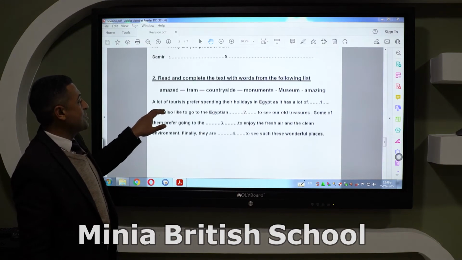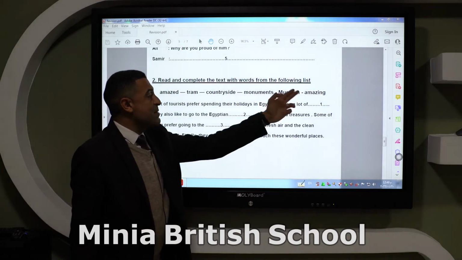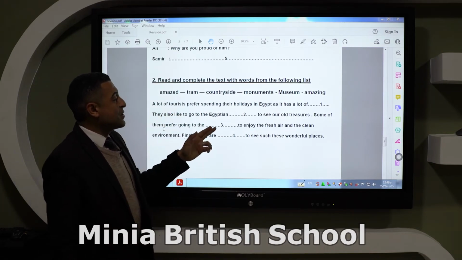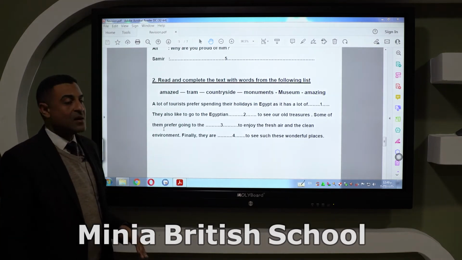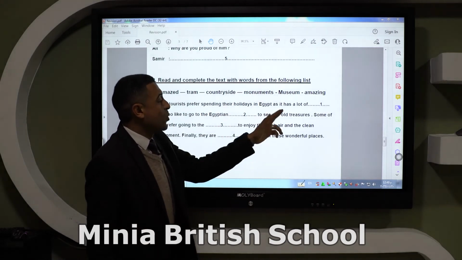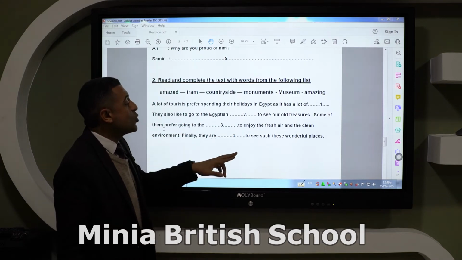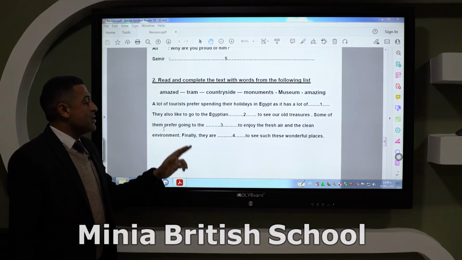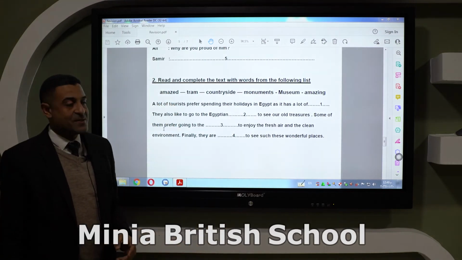Then let's move to the second question. We have the words amazed, tram, countryside, monuments, museum, and amazing. A lot of tourists prefer spending their holidays in Egypt as it has a lot of space. They also like to go to the Egyptian space to see our old treasures. Some of them prefer going to the space to enjoy the fresh air and the clean environment. Finally, they are space to see such these wonderful places.